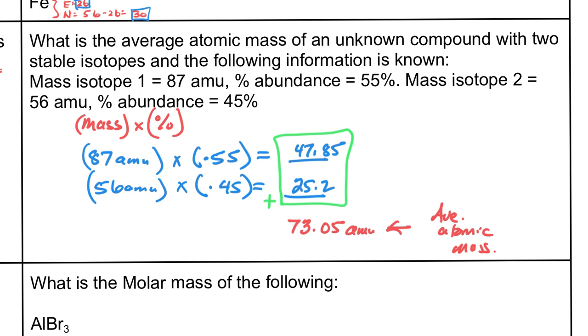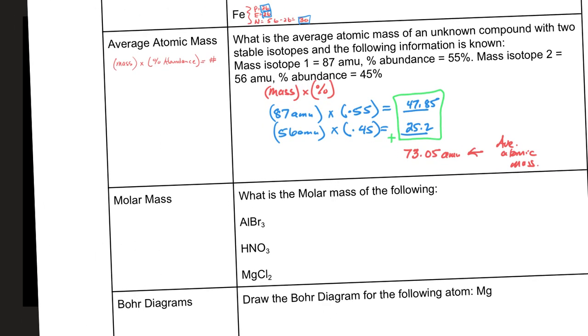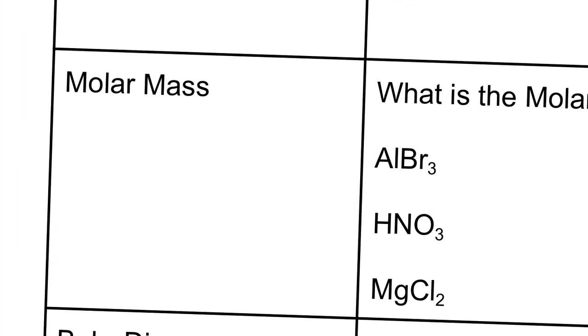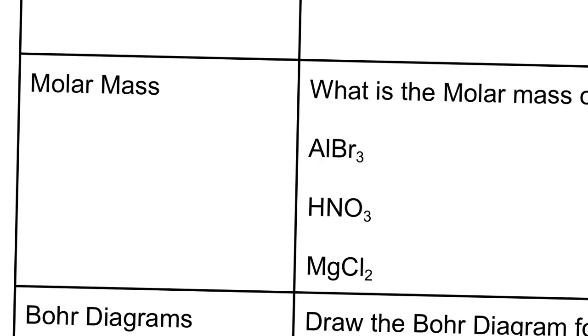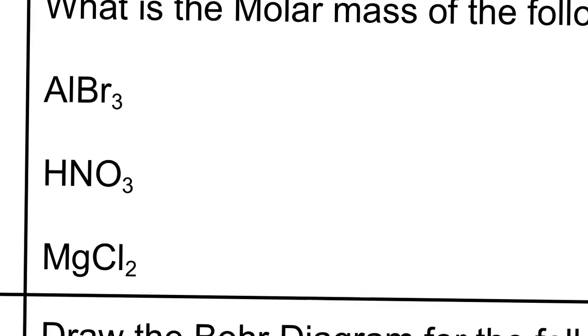Another concept that you're going to be asked to do on the exam perhaps is going to be identification of molar mass. And we've got a couple of compounds here that we're going to be looking up the molar mass for: AlBr3, HNO3, MgCl2. And so you're going to need a periodic table for this, so it's important that you grab that. And I'm going to go ahead and grab mine, move everything to the side here, and I'll do the work here on the right-hand side.